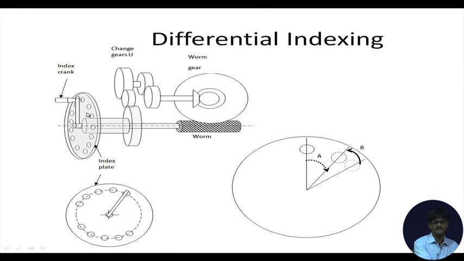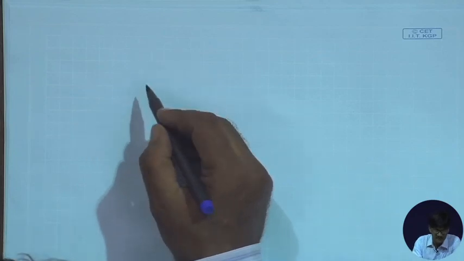How much is the amount of rotation required from the index plate? This much. That is what we have calculated. How much is the motion of the index crank during that time? This one, and totally they make up 1 by 70. In the general case, 1 by n available. So let us do the calculation now. We do the calculation this way.